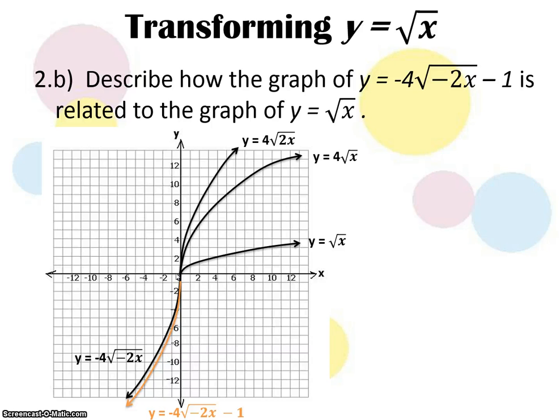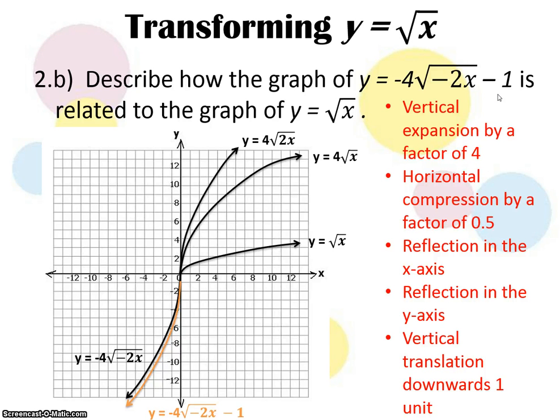Now, how would you describe this combination of transformations compared to your original? Well, we had a vertical stretch by a factor of 4, a horizontal compression by a factor of a half. We had both the reflections and then also a vertical translation down one. So that's all of them right there.